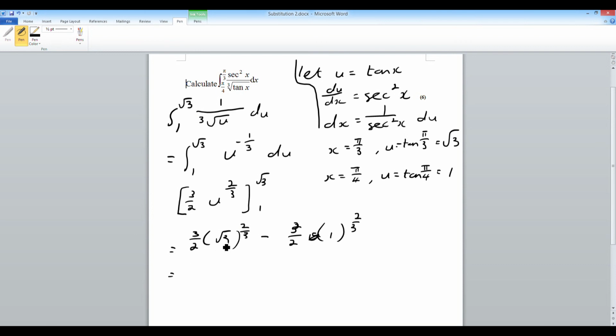Now the root of 3 is also the same as 3 to the power of a half, but 3 to the power of a half raised to the power of 2/3, so therefore it will be 3 to the power of a third. So 3 over 2 multiplied with 3 to the power of a third minus 3 over 2. And I can make it under one fraction, so 2, both have the same common denominator. 3 multiplied with 3 raised to the power of a third is the cubic root of 3 minus 3. This is my definite integral that I have been given here at the top.